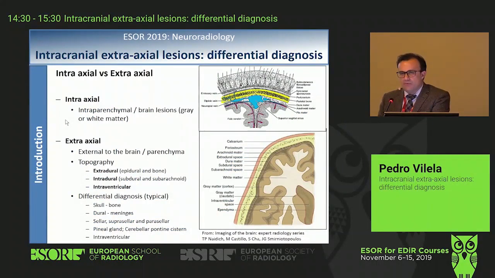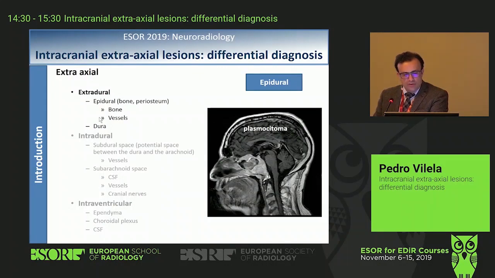So to understand which type of lesions we can find in the extra-axial space, we need to understand what is there. Intra-axial, by definition, is everything that affects the brain. Outside the brain, we will have the extra-axial component. So it may be extradural, at the epidural space, at the bone and outside the bone. Intradural, so between the dura mater and the arachnoid, so it will be the subdural space. And we have also the intraventricular possibility of location.